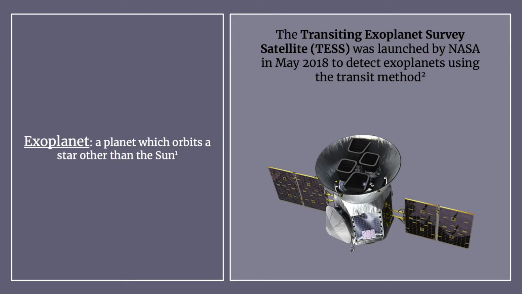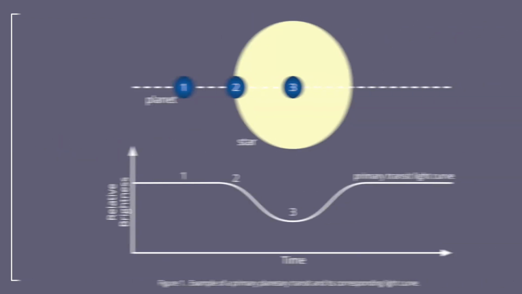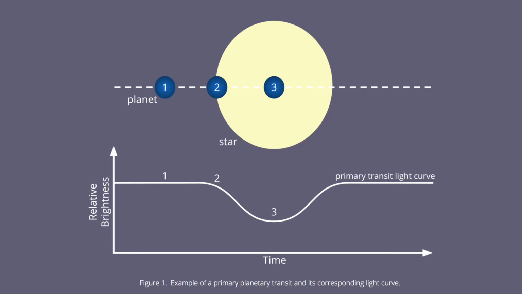An exoplanet is a planet that orbits a star other than the Sun, and in 2018, the Transiting Exoplanet Survey Satellite, also known as TESS, was launched by NASA to detect exoplanets using the transit method. The general idea of a transit is shown here in Figure 1, along with the corresponding light curve. So we have time on the x-axis and relative brightness on the y-axis. Notice how during the planetary transit, there's a dip pattern that occurs in the light curve. This decrease in detected brightness is caused by a planet that is transiting and blocking a portion of the star's disk. And so basically, TESS is able to detect orbiting planets by observing the light emitted from a star over a period of time.